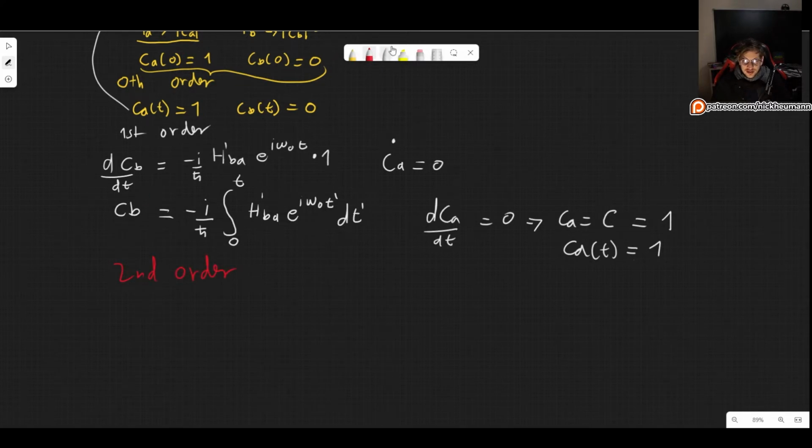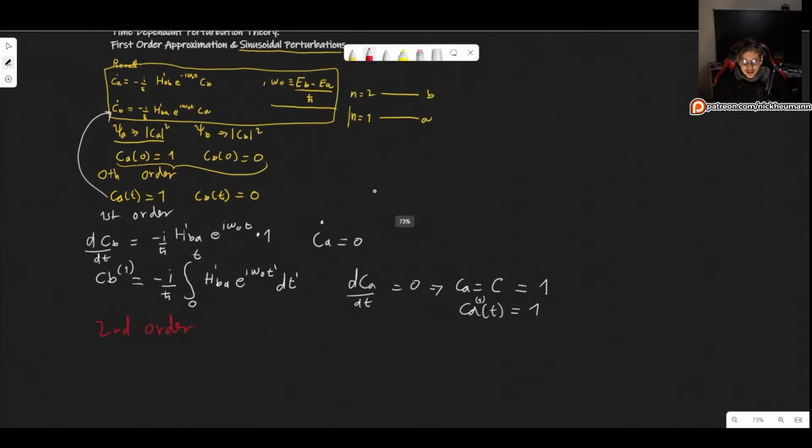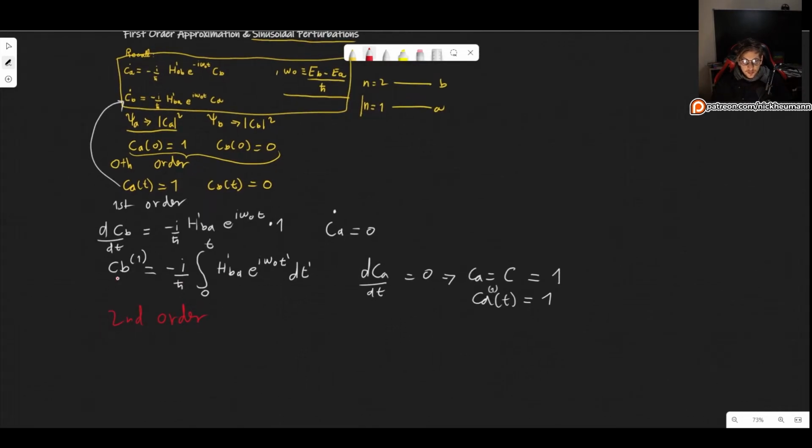And maybe let's just make sure, this is first order and this is first order, so let's just put the 1 there to make sure. All right, so to second order, this is the exact same procedure. We plug in CB and CA into these same equations.